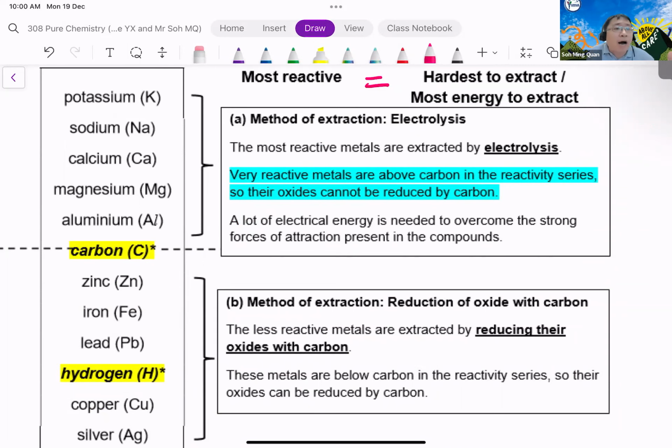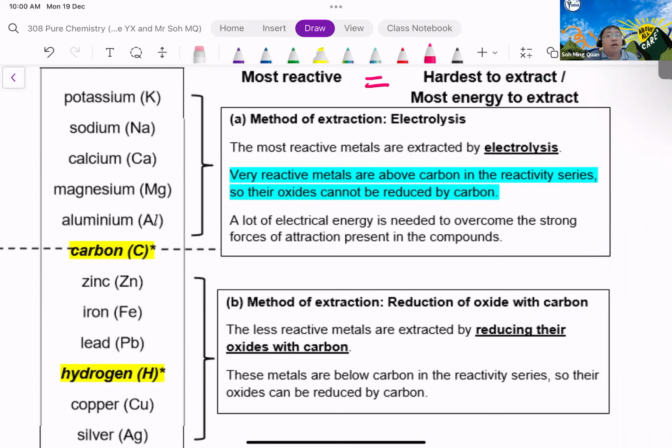Once it forms a compound, it has very strong forces of attraction present in the compound. All right. So compounds of potassium have very strong forces of attraction. As a result of that, you need a lot of electrical energy to overcome and to break down the forces of attraction within these compounds.